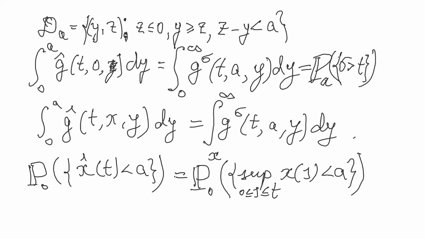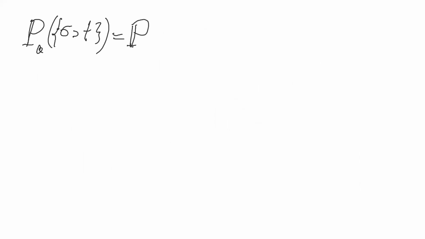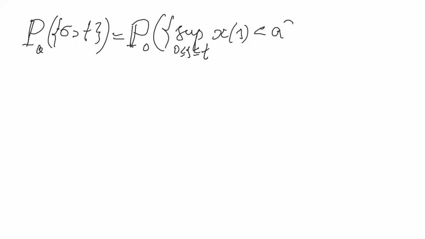And the probability that sigma is greater than T is equal to the probability that, starting from 0, the supremum over all s between 0 and T of x of s is less than A.